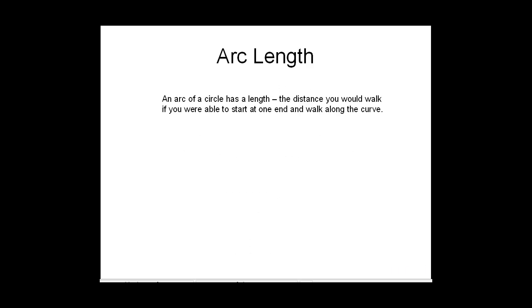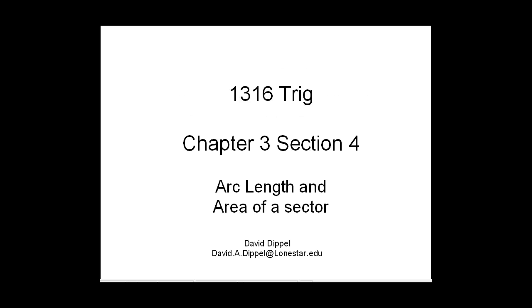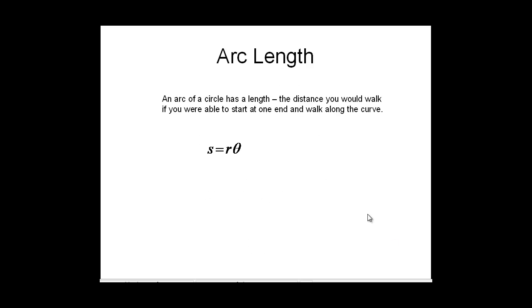The first thing we need to do is define some things. Arc length is, if you have a circle, the distance you're going to walk if you were able to start at one end and walk along the curve. The curved distance that you walk is the arc length. And there's a formula for that. S, the arc length, is equal to r, the radius, times theta, the angle in radians.